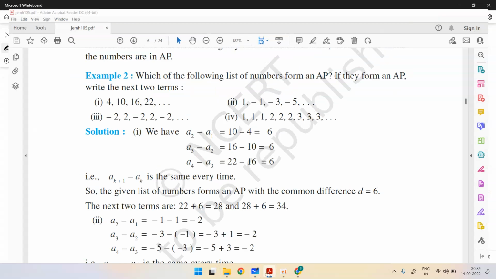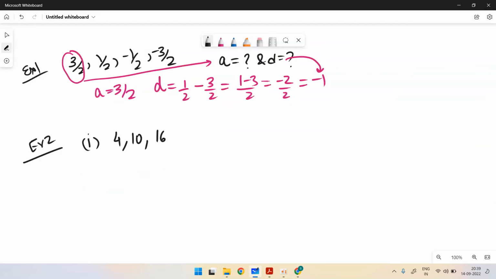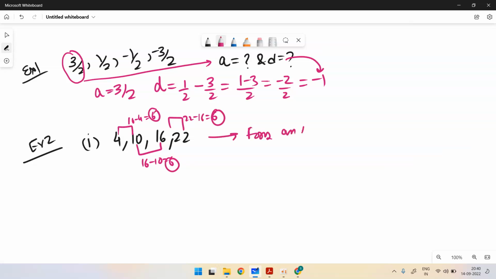This is 4, 10, 16, 22. If you find the common difference, the common difference must be equal. So the common difference is 10 minus 4, which is 6. And 16 minus 10 is also 6. 22 minus 16 is also 6. Since the common difference is the same, 6, this forms an AP. Now my first term A is 4, and D I calculated as 6, the difference between the first term and the second.